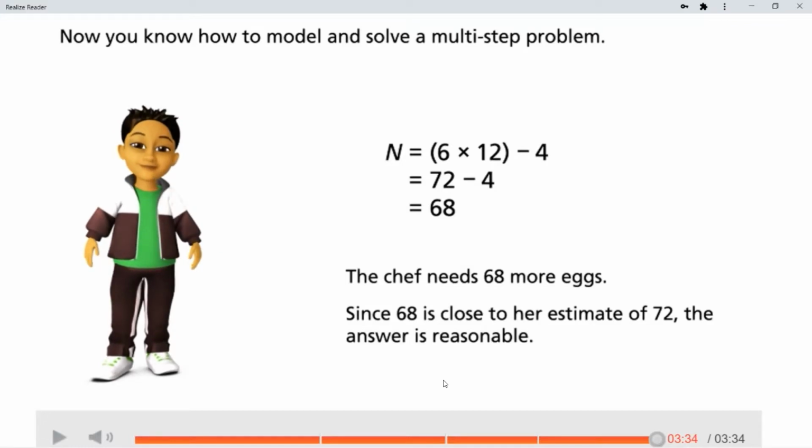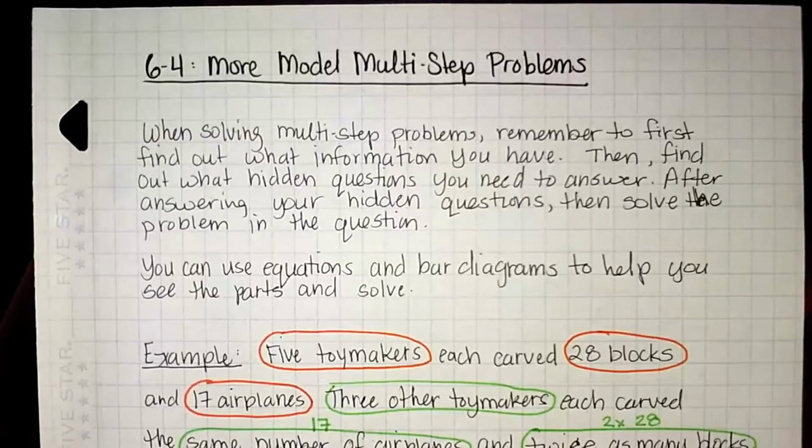All right, now let's go ahead and jump into our notes and our guided practice. Now, the title of our lesson, 6-4, More Model Multi-Step Problems. Now remember, when solving multi-step problems, first find out what information you have, then find out what hidden questions you need to answer. After answering your hidden questions, then solve the problem in the question. You can use equations and bar diagrams to help you see the parts and to solve.